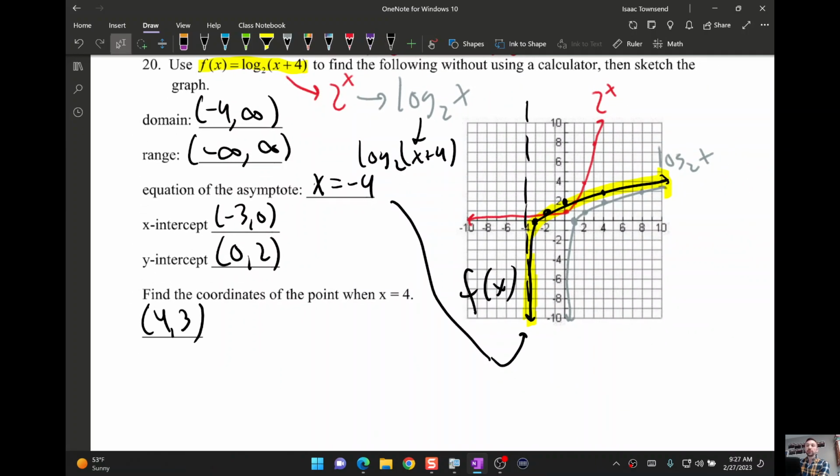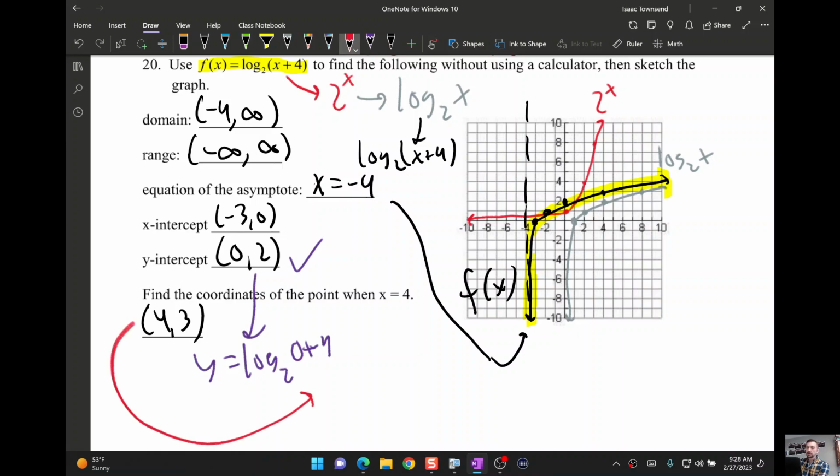But you need to know that you don't just have to cross your fingers and hope that you're right. You can also check this algebraically. If you're willing to plug in 0 for x, solve this. Log base 2 of 4 would be 2. If you're not sure about this one, plug in 4 for x, solve for y. Log base 2 of 8 would be 3.